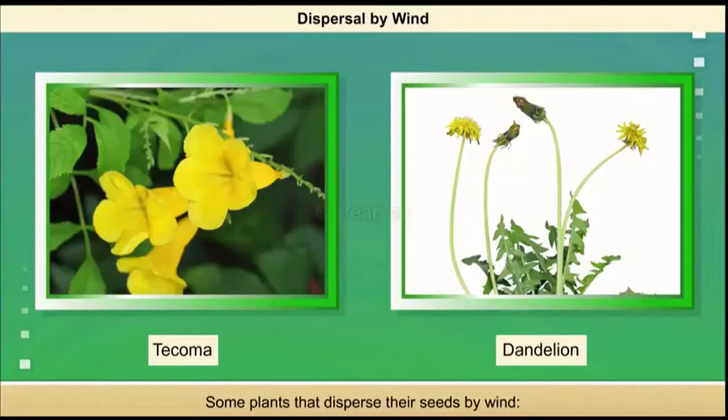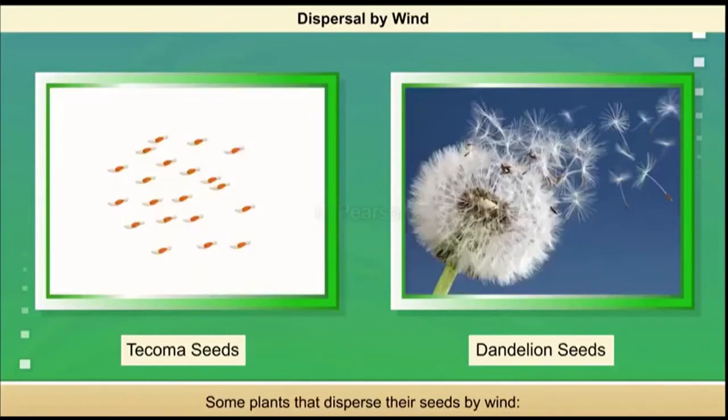Some plants, such as tecoma and dandelion, disperse their seeds by wind. These plants produce small, light seeds that are covered by outgrowths. These structures help the seeds stay longer in air and spread far away.